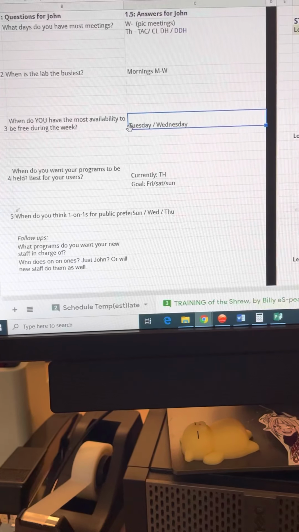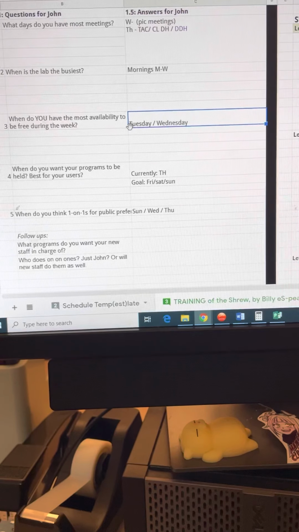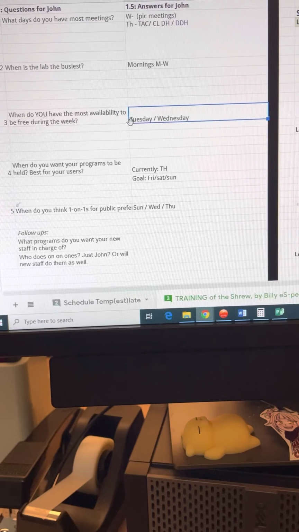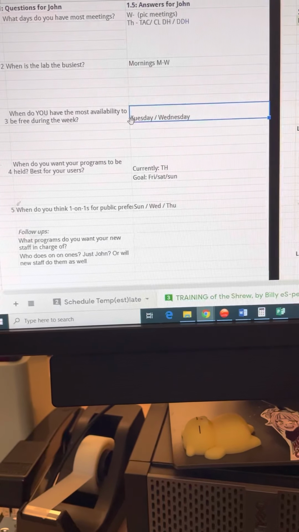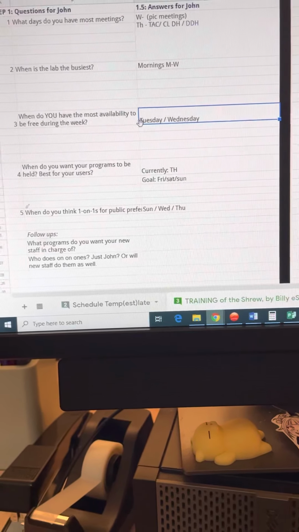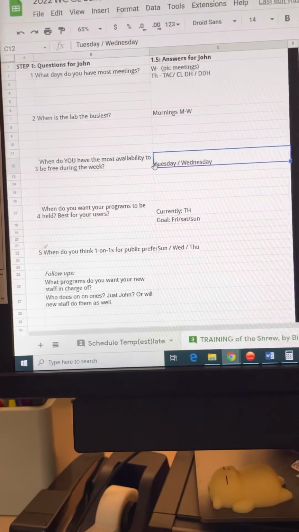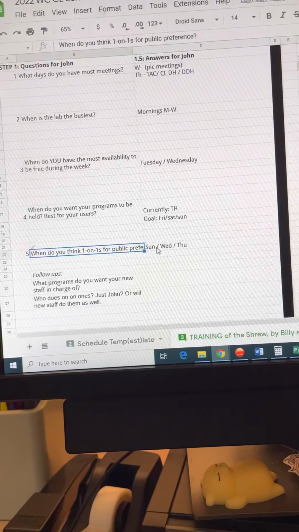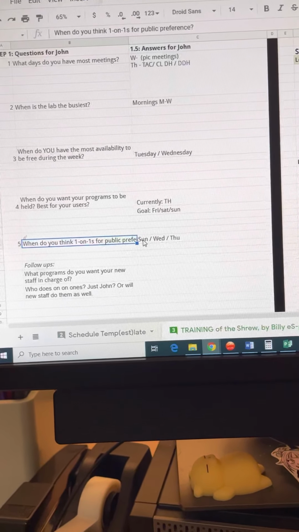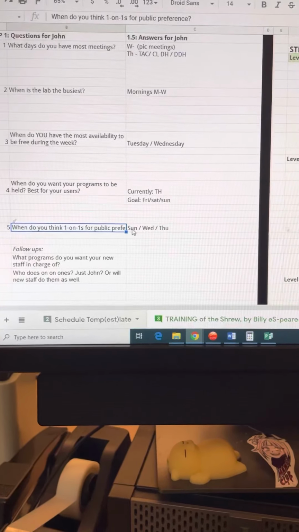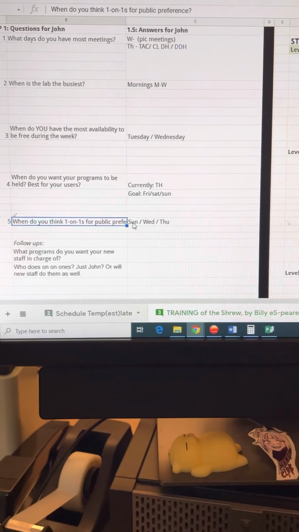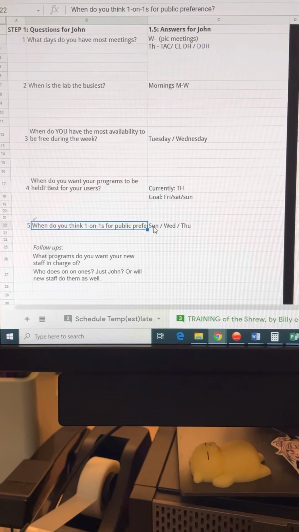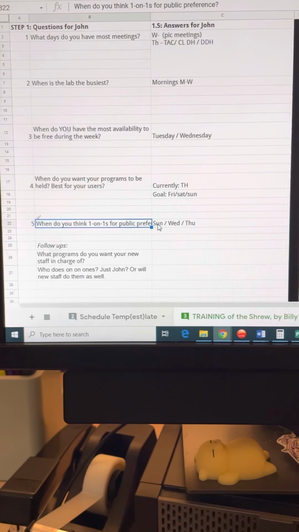For programming, it's good to see that right now you're doing Thursday out of need, but if your goal is Friday, Saturday, Sunday, then absolutely, again, identifiable way of where to allocate your resources. And then when do you think one-on-ones would be best for the public? One thing that I think you could do that's kind of rare is you could assign set days. So like, we do one-on-ones on, if you want an example, Sunday, Wednesday, Thursday, right? And then you intentionally schedule people to be able to assist.